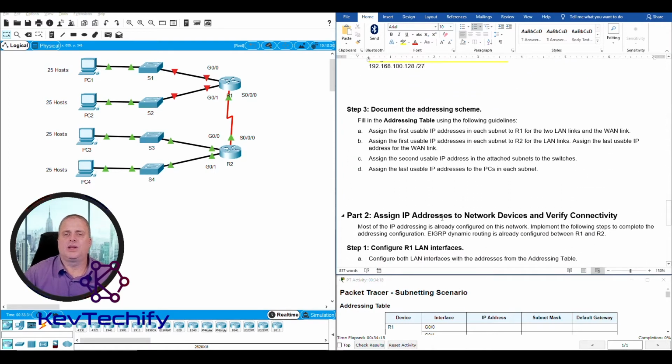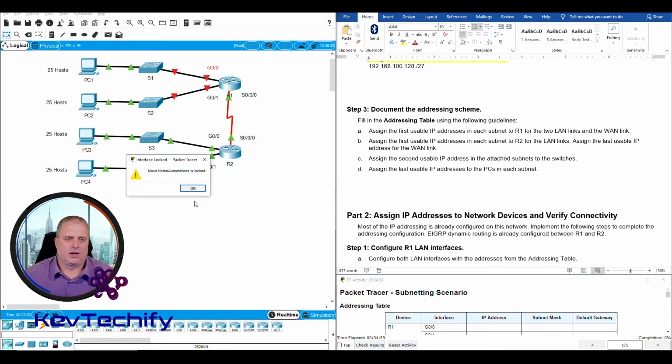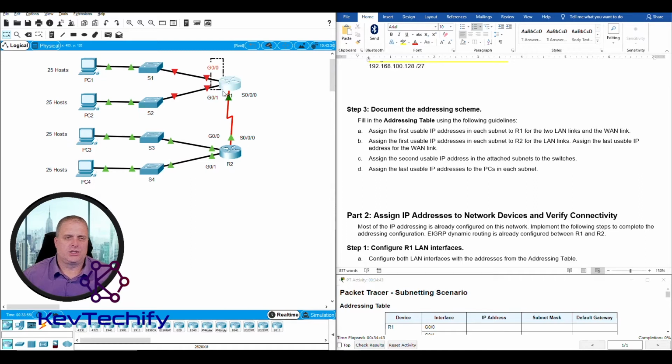Step 3, document the addressing scheme. Fill in the addressing table. Once again, the addressing table is up on top using the following guidelines. Assign the first usable IP address in each subnet to R1 for the 2 LAN links. These are the 2 LAN links right here, G00, G01. So we want to put the first usable IP address on these 2 when we fill in our addressing table. And also the WAN link gets the first one. So serial 000 here gets the first usable IP address of this network. Assign the first usable IP address in each subnet to the R2 interfaces. That's gig 00 and gig 01 down here. Those are the addresses we just assigned in the step before, so give them the first usable IP address there.